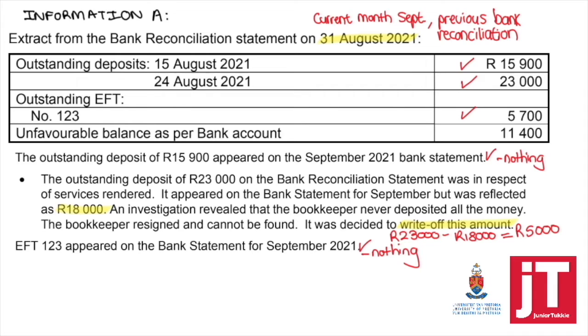Now if you go to the bank recon, there's one more item left there. Unfavorable balance as per bank account. From the previous bank recon, the balance as per bank account is always used as the opening balance in your bank account in the general ledger. So circle that and remember you need to use it later on.